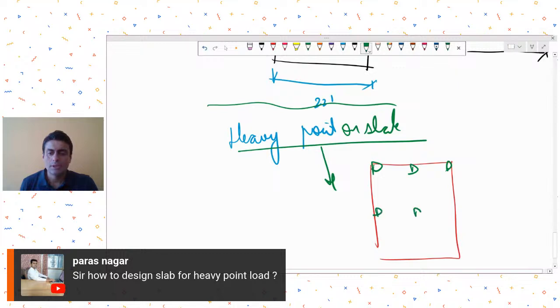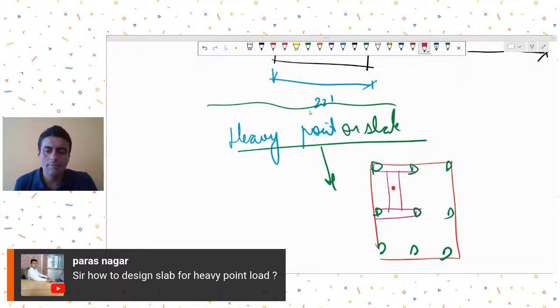Suppose this is your assembly column, column, column everywhere, whatever, and suppose there was a heavy point load. So don't have a heavy point load acting directly on the slab. Try to provide some beam system, beam framing, okay, something like this, so that the heavy point load has a beam resting below it.